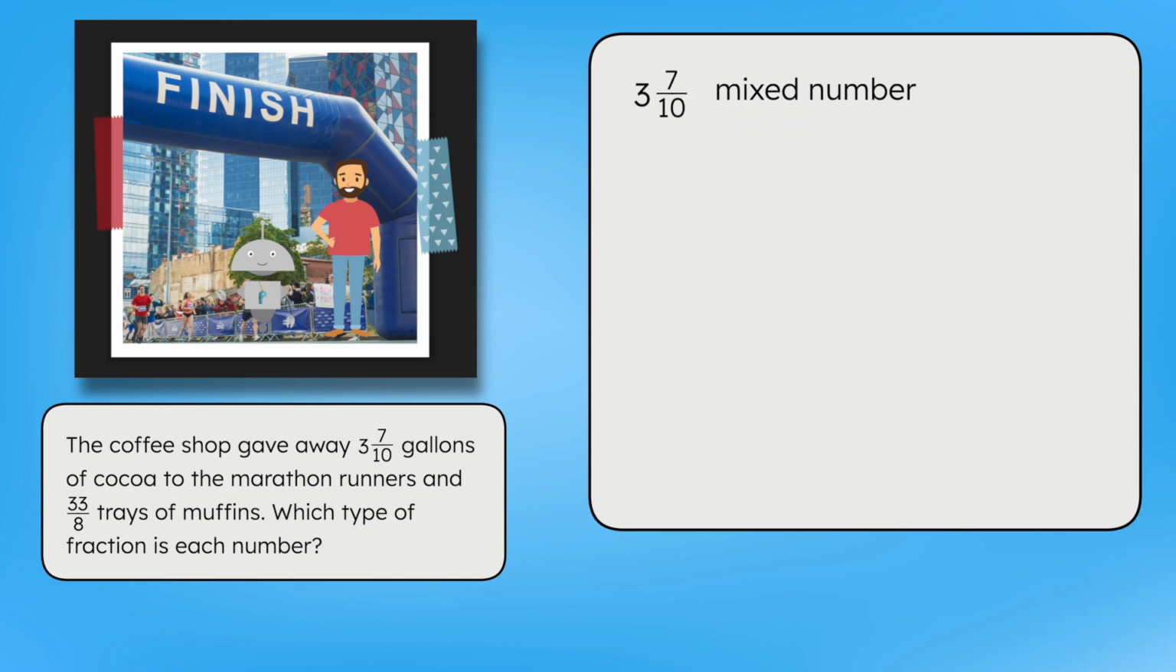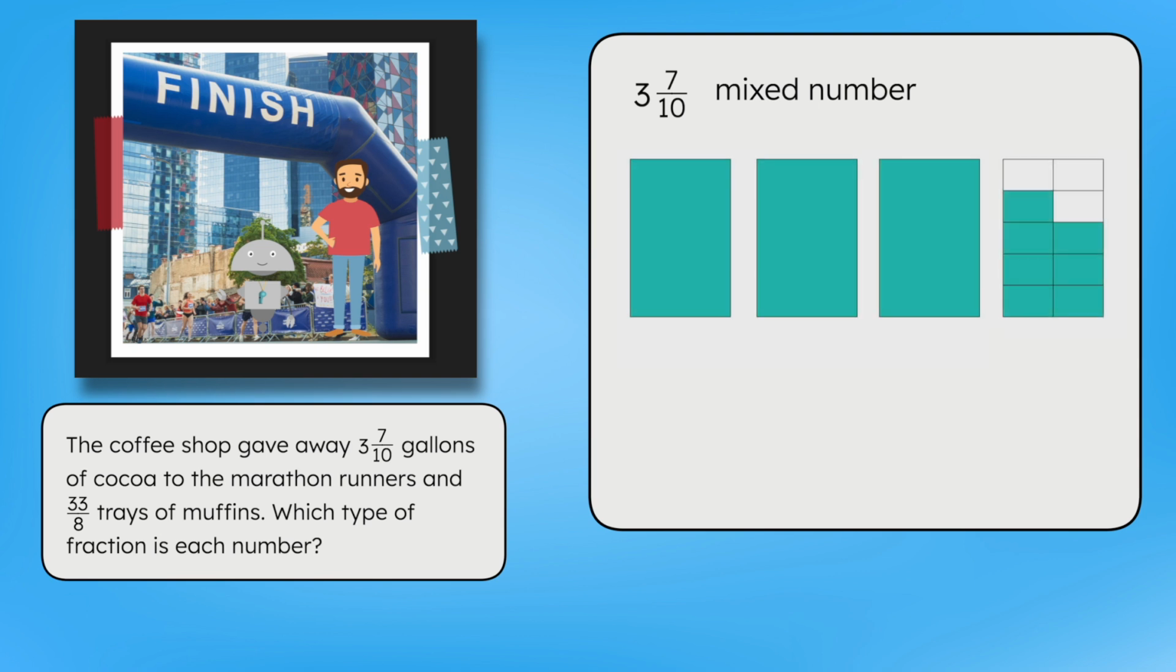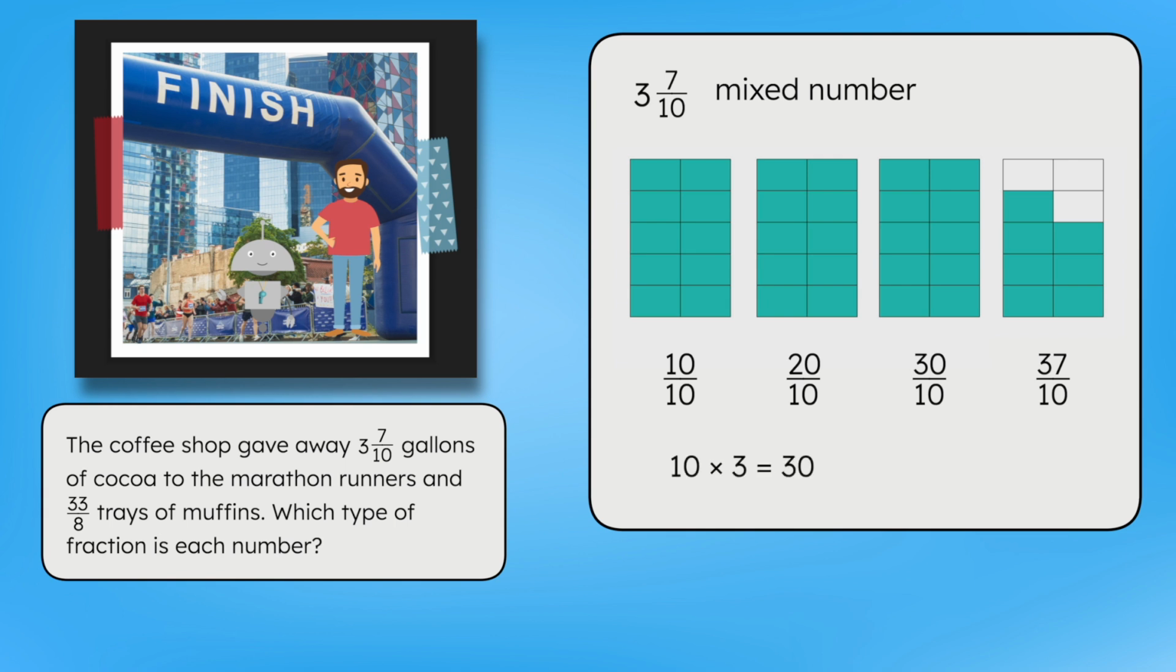3 7/10 is a mixed number that has 3 wholes and 7/10 of another. Each whole is broken into tenths, which means 3 7/10 is the same as 10, 20, 30 plus 7, 37/10. To convert to an improper fraction, we can also multiply the denominator by the whole number. 10 times 3 is 30. Then we add the numerator. 30 plus 7 equals 37. The denominator stays the same, so the fraction becomes 37/10.